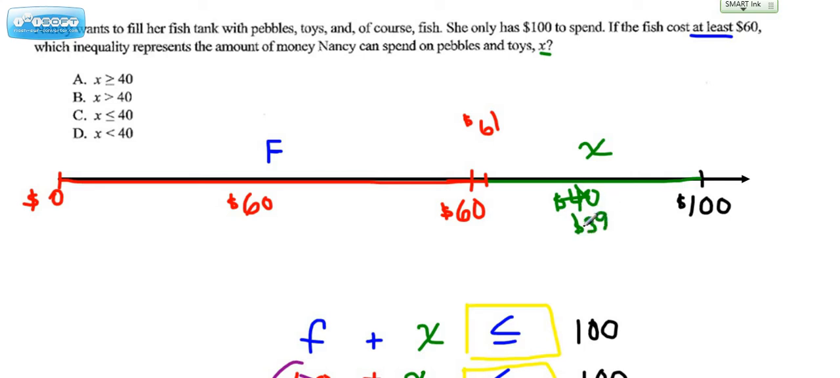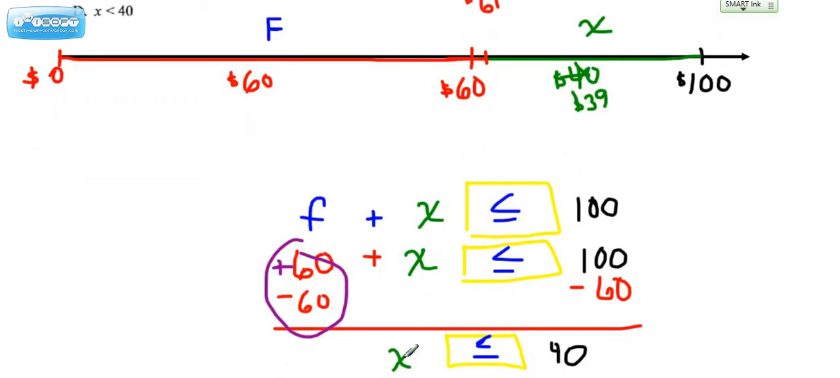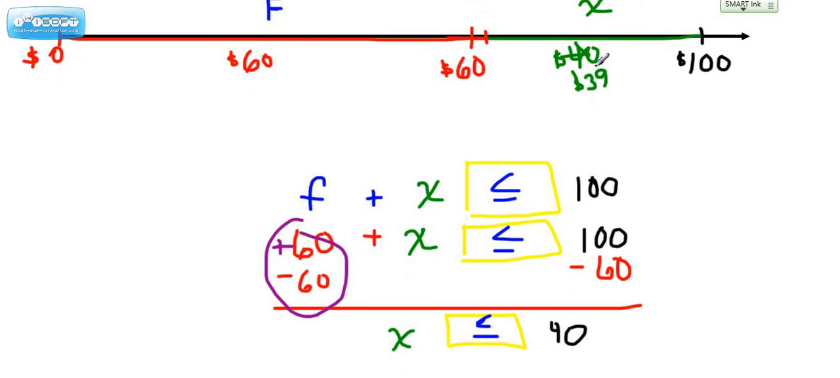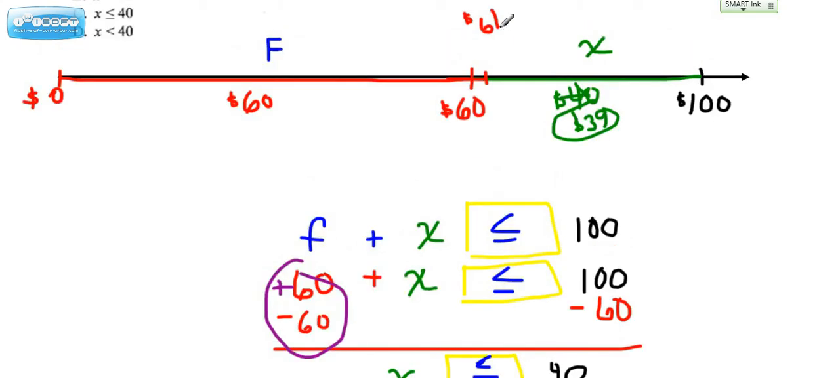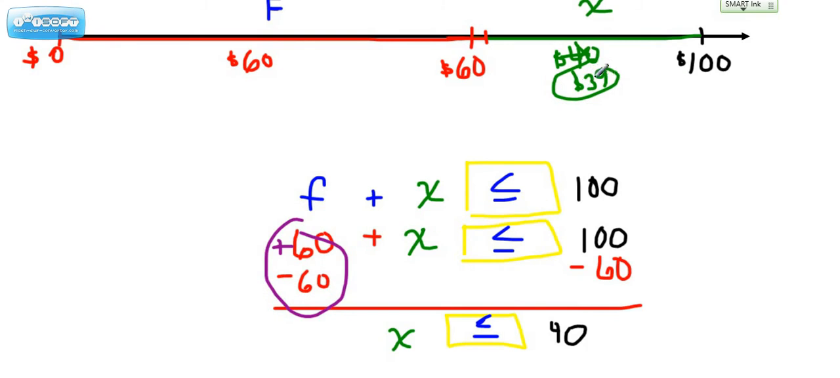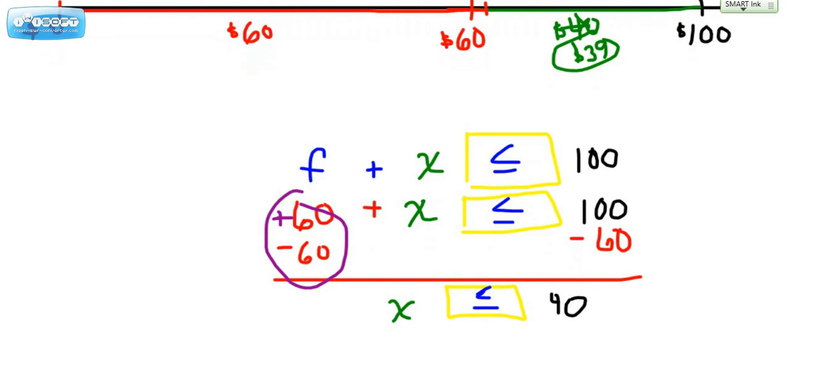Now, if we take our hypothetical value for x and put it in the place of the variable, because we're just pretending that the fish are just a teeny bit more than that $60, let's see if our hypothetical answer of 39 actually makes the statement true. If we substitute in the 39 and compare that with our symbol here, is 39 less than or equal to 40? And the answer to that question is yes. So that means we're sort of on the right track with this symbol.